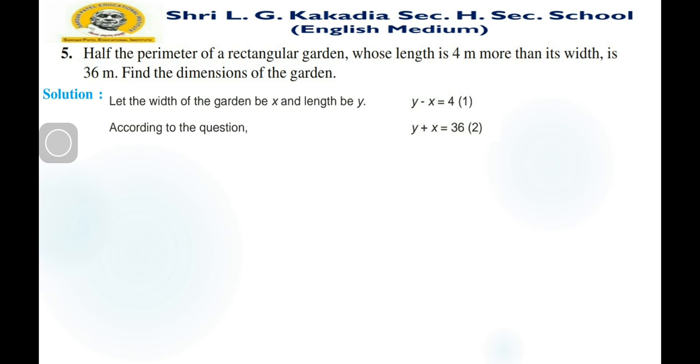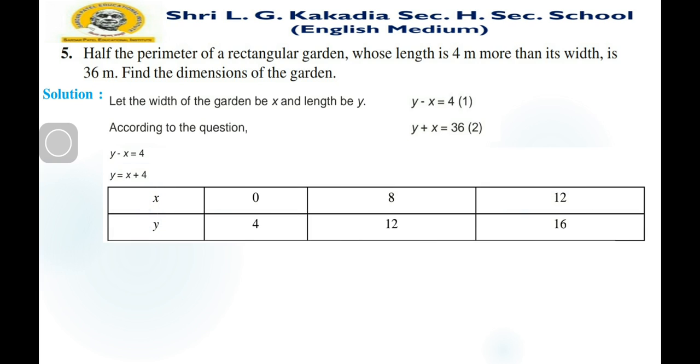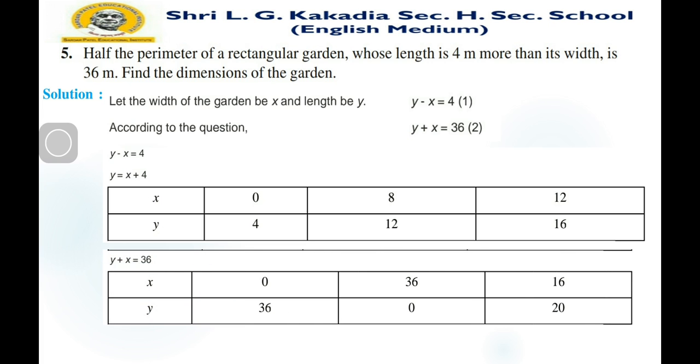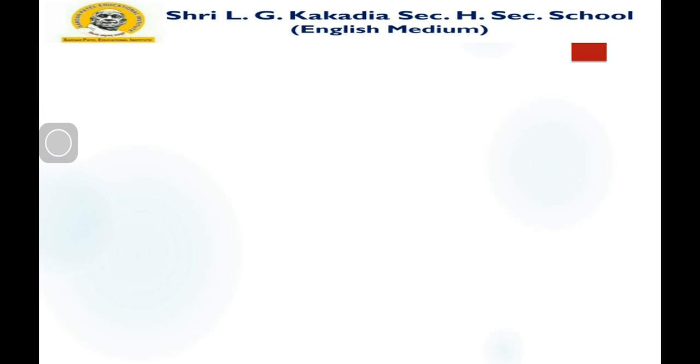So let me plot the table. We get y minus x is equal to 4, and y is equal to x plus 4. If you put x is equal to 0, then we get y is equal to 4, then 8, 12, 16. For y plus x is equal to 36, we get this type of table. Now let me draw the graph.